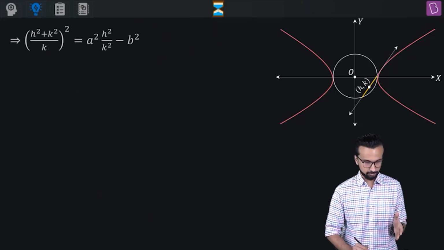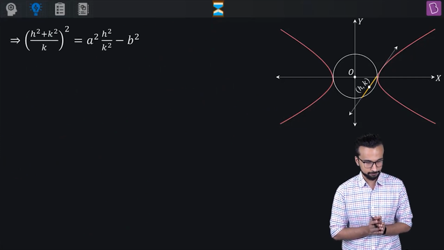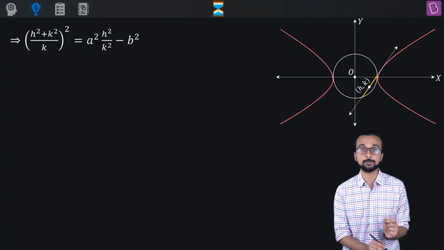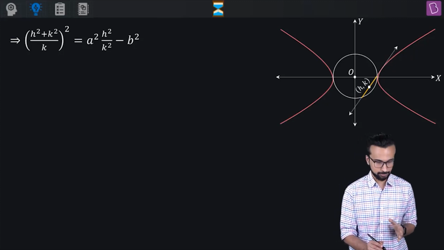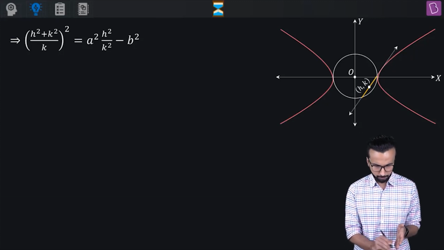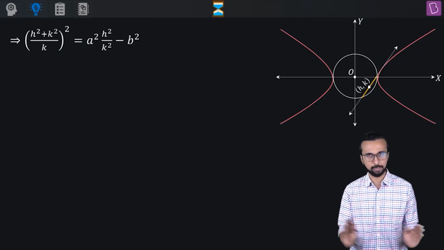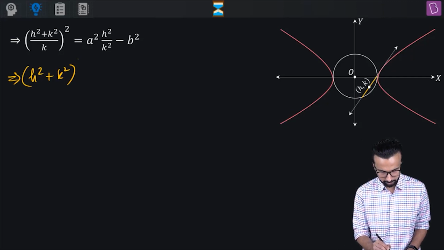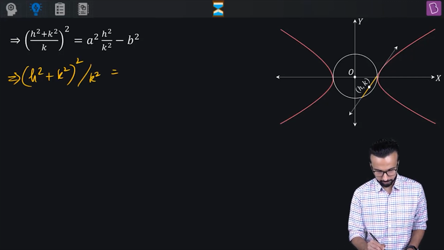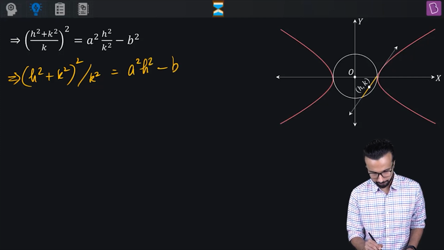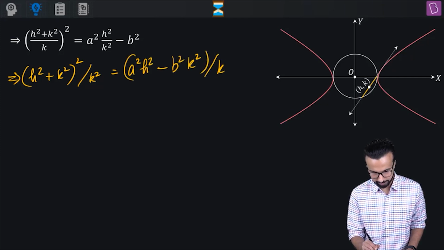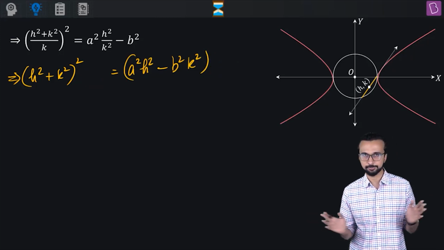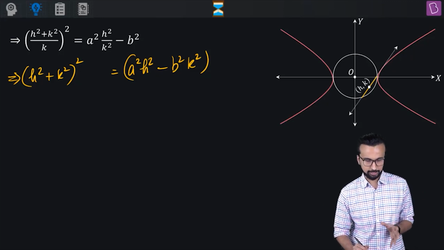Let's proceed now. So we have ((h² + k²)/k)² = a²(h²/k²) − b². I have this much with me. I notice that the common denominator is k², so I'll make it a common denominator. This becomes (h² + k²)²/k² = (a²h² − b²k²)/k². On both sides you can see it's divided by k², so I can simply cancel them out. Alright, they vanish. Now this is what I get.